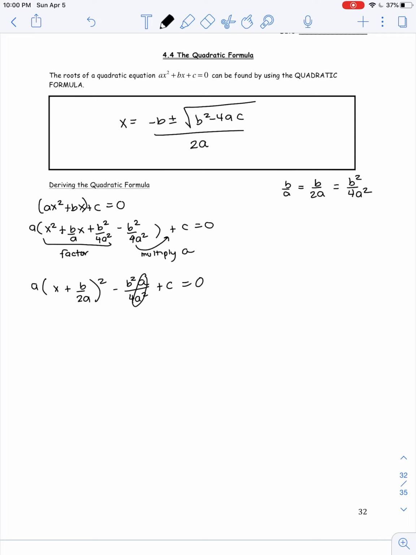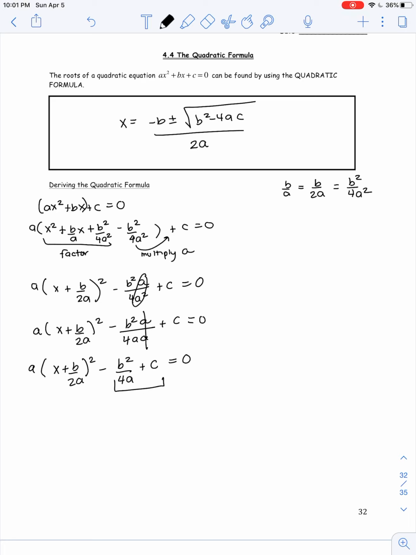The reason I do that is because now I can simplify these. Whenever I have an a at the top and an a at the bottom, I can cross one set of them off. So that's going to be b squared times a over 4aa, and these will cross off because they're identical. When you divide the same number at the top and bottom, they become 1. So we have b squared over 4a plus c equals 0.